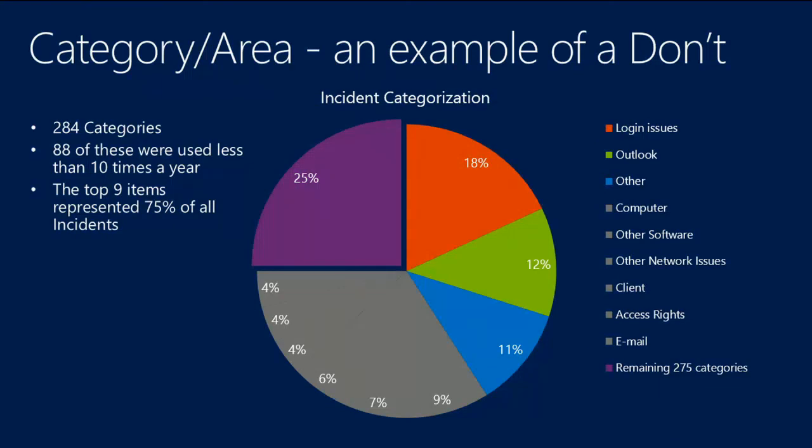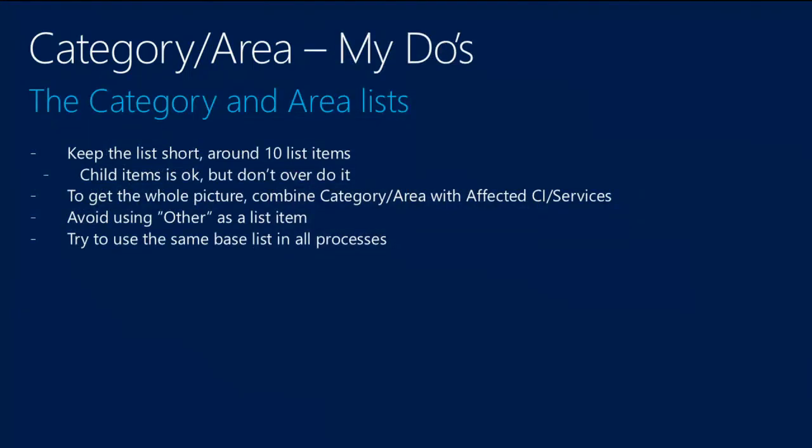So this is my take on the list. When talking about category or area in Service Manager, try to keep these lists short. I would say about 10 items. And I actually managed to get this customer from 284 items to 13, so it's possible. Child items are OK, but don't overdo it. Because if you have 10 main categories and then 10 child items, then you will end up with 100 categories anyway, so keep it short.